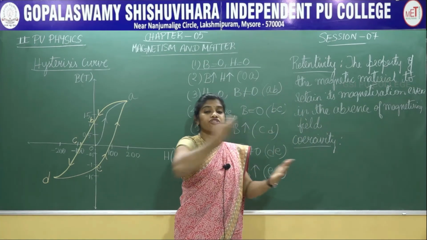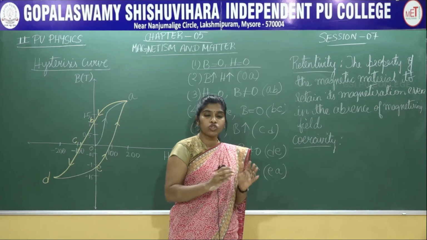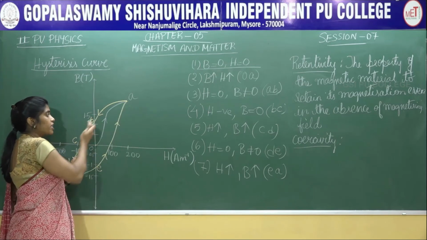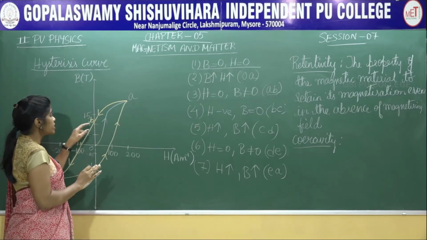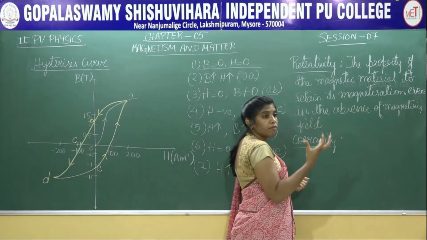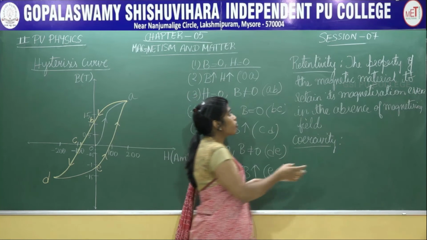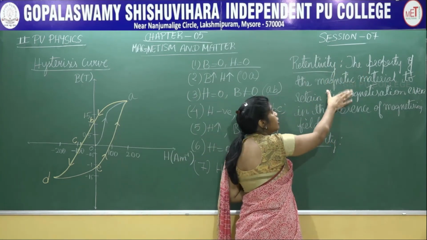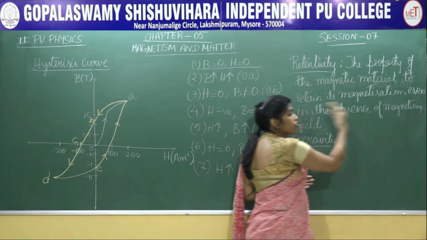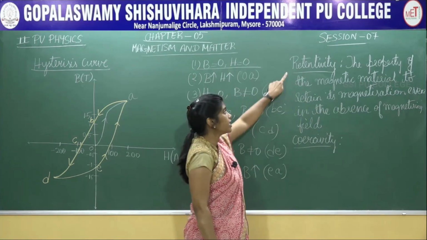So, when we have removed the magnetizing field, the magnetization of the ferromagnetic material should also become 0, but that is not happening here. We can see H has become 0, but the value of B is not 0, it is approximately equal to 1.2 Tesla. That means there is magnetization still present in the ferromagnetic material. Therefore, that property of the magnetic material in which it has magnetization retained in it even after the removal of the magnetizing field is called retentivity.